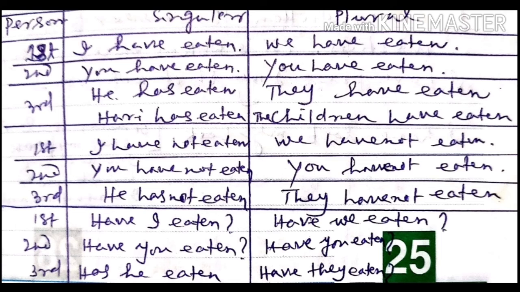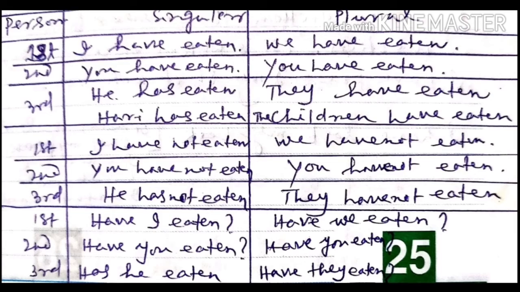For example, I have eaten, we have eaten, you have eaten, he has eaten, they have eaten, Hari has eaten, the children have eaten. In case the subject is third person singular number, then has is to be used. In other cases, have is to be used. I have not eaten, we have not eaten, you have not eaten, he has not eaten, they have not eaten. Have I eaten? Have we eaten? Have you eaten? Has he eaten?